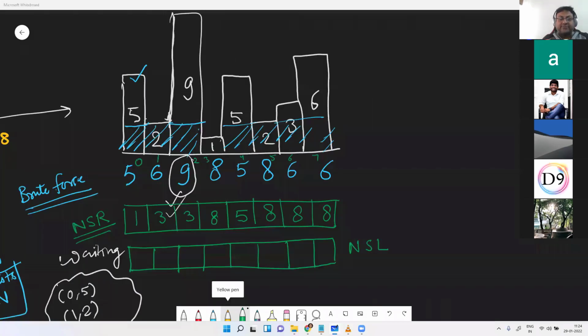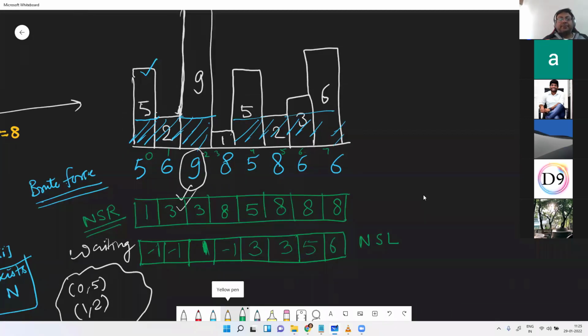Okay, so next smaller index to the left of 6 is 6. Next smaller index to the left of this index 6 is 5. Then you have 3, then you have 3, then you have -1, then you have 1, -1, and -1. This is what I am seeing as the answer: -1, -1, 1, -1, 3, 3, 5, 6. Okay, this is what we are getting as next smaller element to the left.